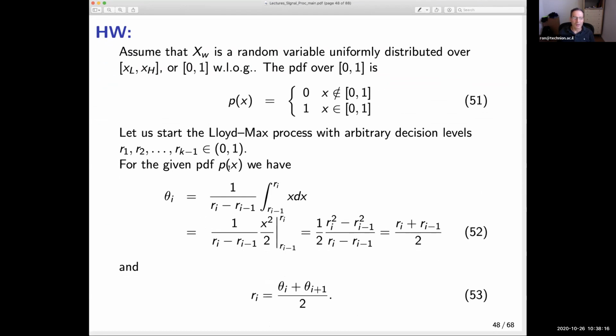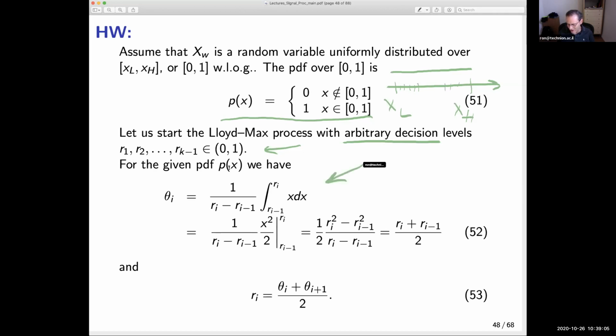So in the homework, what you would do is you assume that now your x is being randomly sampled between x low and x high, and uniform probability means that this would be 1 over the interval. So you can define it infinitesimally as that. Now, with the Max Lloyd, you would start with an arbitrary decision for the splitting values. So you just randomly sample k numbers that would split your domain, and then you iterate between thetas, between your representatives, and changing your values.